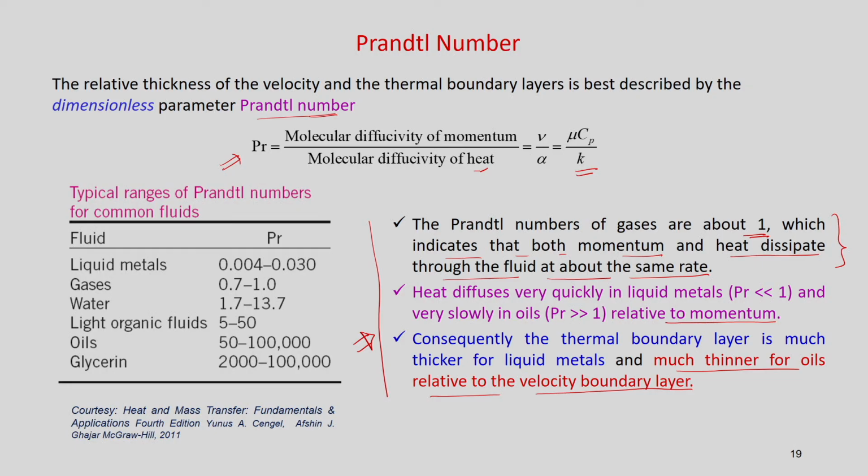This table shows the variation of Prandtl number for different materials. For liquid metals, you see the variation is very low, and in the case of oils and glycerin, you can see it is a very huge number. So, this property or this number is very important as far as the design of a flat plate collector is concerned.